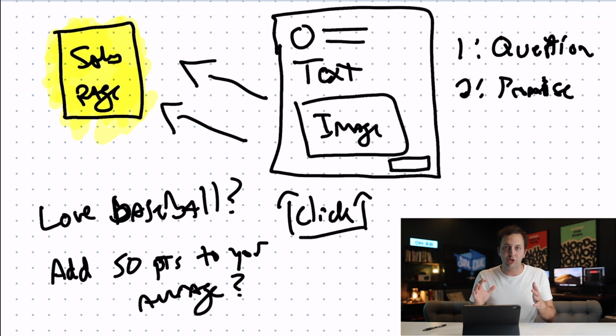Your ad's only job: ask a question, make a promise. The promise should hit on a big benefit. Remember that, right? The promise should be what your audience wants. My audience wants to add 50 points to their batting average. Every baseball player on the planet is going to go, oh, heck yeah.